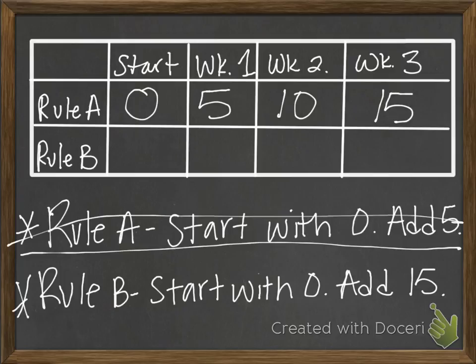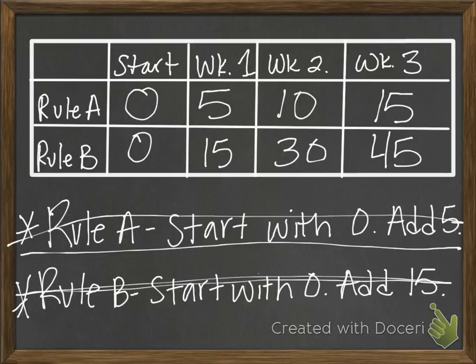Now rule B tells me to start with 0 and add 15. So week 1 I'll have 15, week 2 I'll have 30, and week 3 I will have 45. That is all this is wanting you to do. So this was just an example. You may write it down in your spiral, but you do not have to.